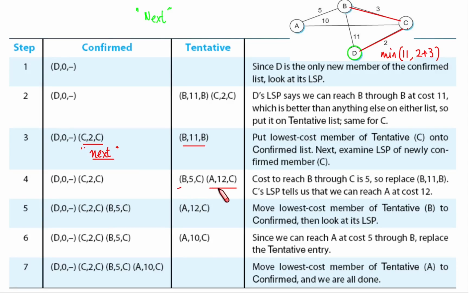Next we look at the tentative list and we pick a node that has the smallest cost. In this case it's B, so we add B to the confirmed list, and then we inspect the LSP of B. So B is directly connected to D, to C and to A. Out of those, only A is in the tentative list, so we check whether we can reach A through B using less cost. And so we just check for relaxation here once again. So the cost to A was initially 12 because we were looking at this path.